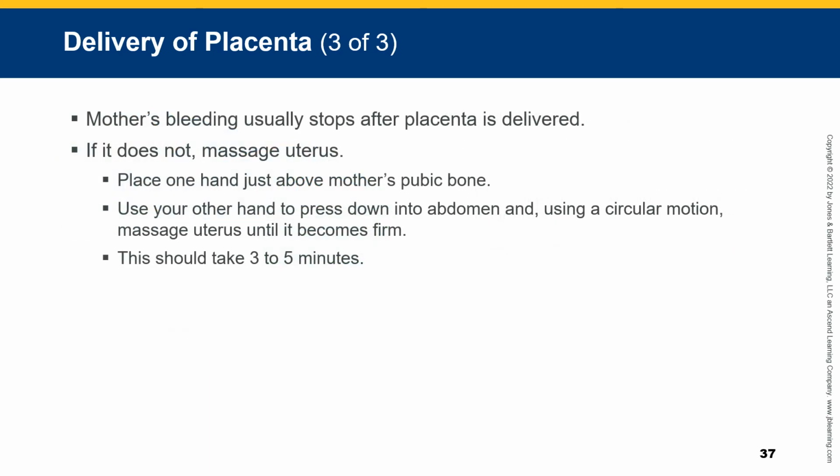The mother's bleeding usually stops after the placenta is delivered. If it does not, massage the uterus to help stop the bleeding. Place one hand with fingers fully extended just above the mother's pubic bone. Use your other hand to press down into the abdomen and, using a circular motion, gently massage the uterus until it becomes firm. This should take 3 to 5 minutes.